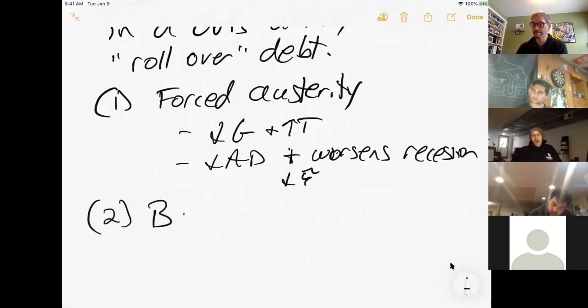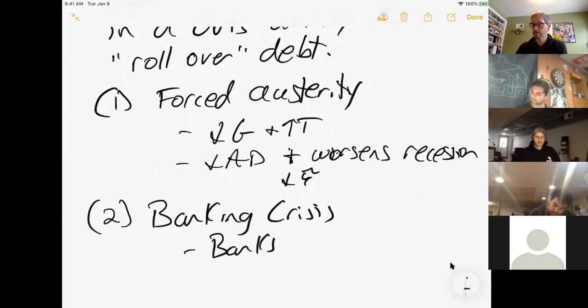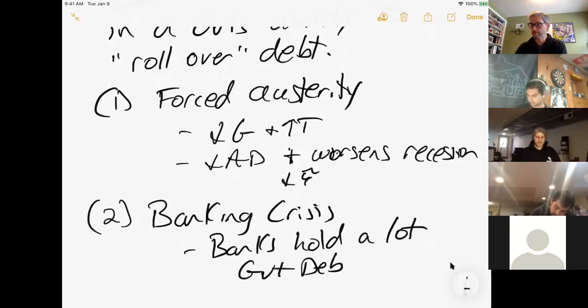Oftentimes, the country will have a banking crisis. Why? Because banks hold a lot of government debt. This is one of the primary assets that banks hold. I think we talked about this a little bit yesterday. And so if a government defaults on its debt, who is it likely defaulting on? Banks, right? And so it's very common that you will have a banking crisis associated with this.